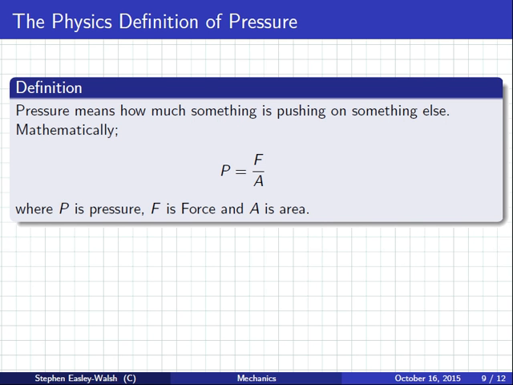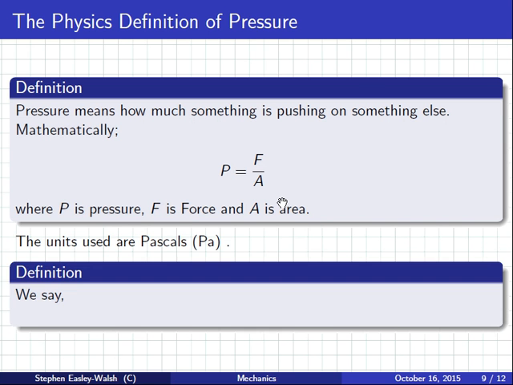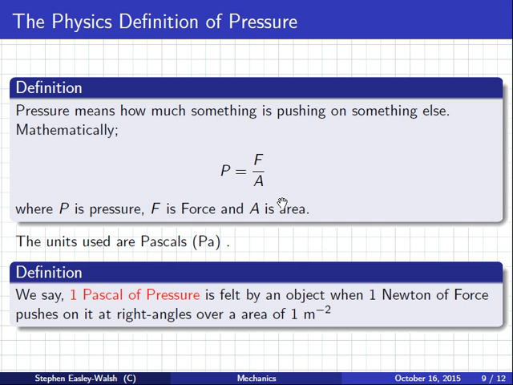Minus 2. You divide it. Yes, now it's right. Now, we use something called a Pascal, but a Pascal is the same as Newton per meter squared. So 1 Pascal is 1 Newton of force at right angles over 1. Now, that's a little mistake. There should not be a minus here in my definition. It's 1 Newton per meter squared.